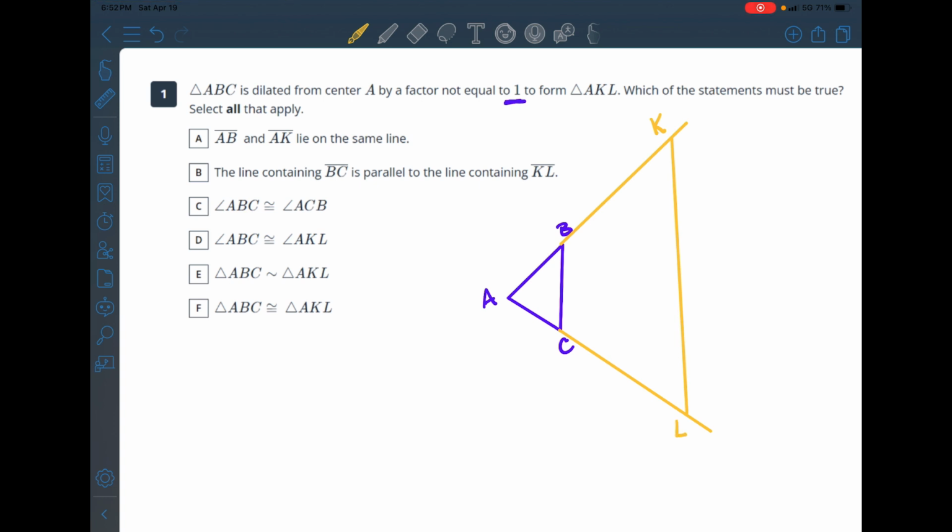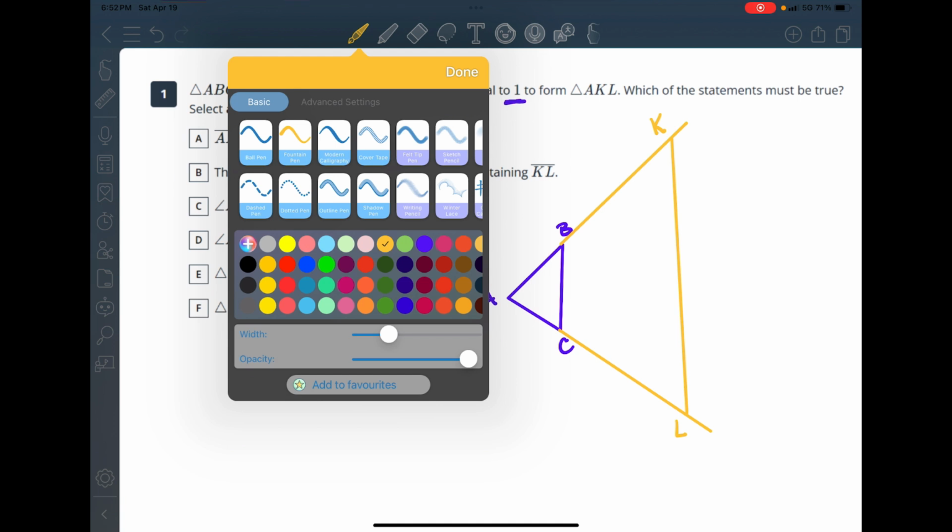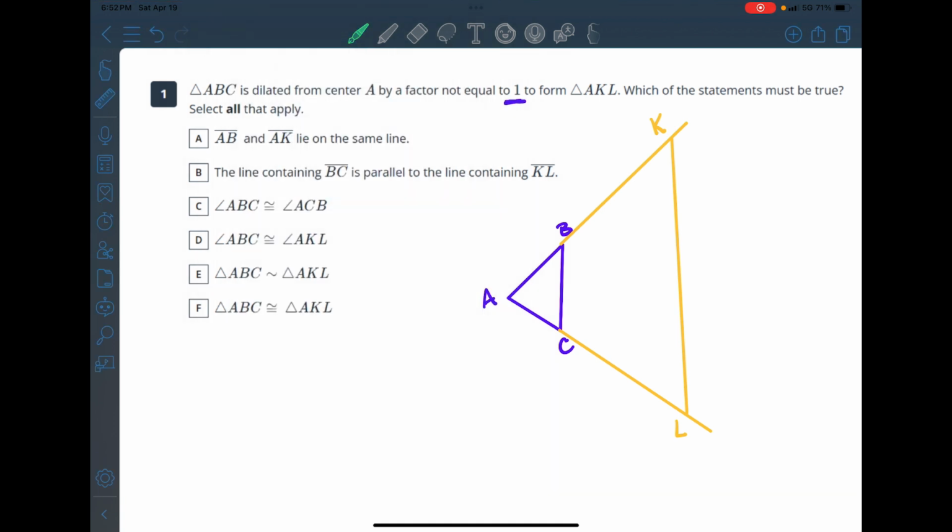Then let's make a smaller one, which would mean this right here, somewhere in here. K would be here, L would be here. So ABC is the triangle that has been given, and then we have AKL. It could be smaller, it could be larger. So let's look at these.